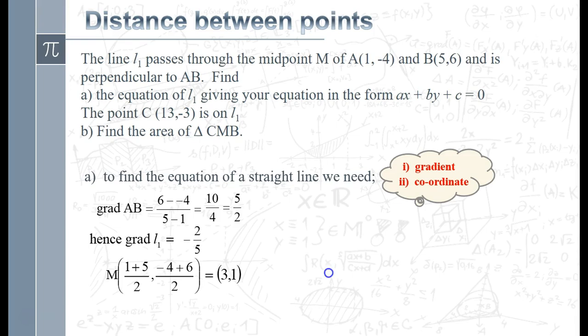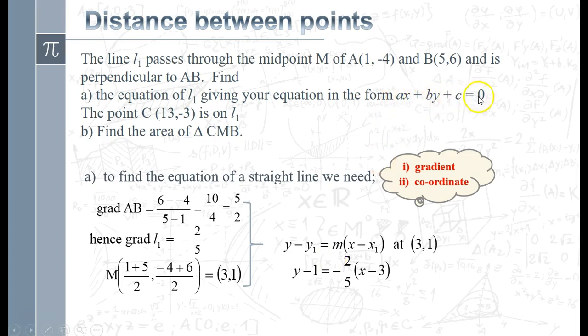So what we're going to do there is just put those straight into y minus y1 equals m(x minus x1) at the point (3, 1). Put all the information in. There we go. And then the last thing to do is just tidy that up. We're told specifically we need it in this format here: ax plus by plus c equals 0.